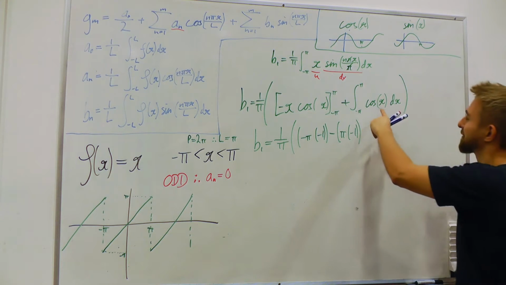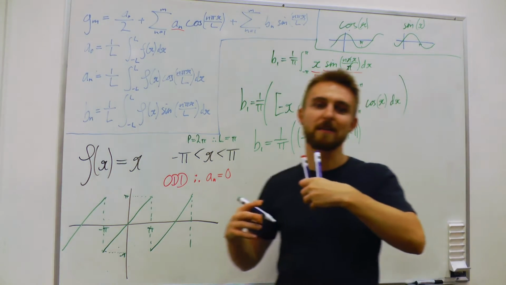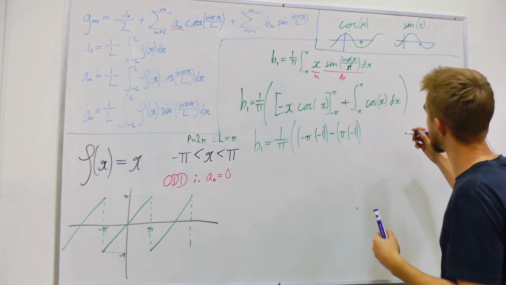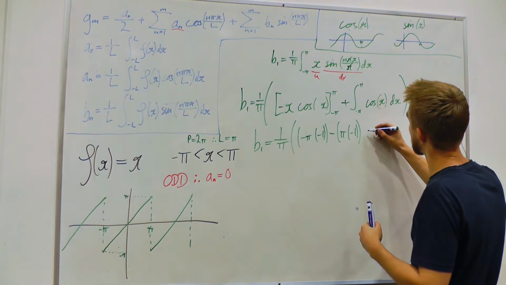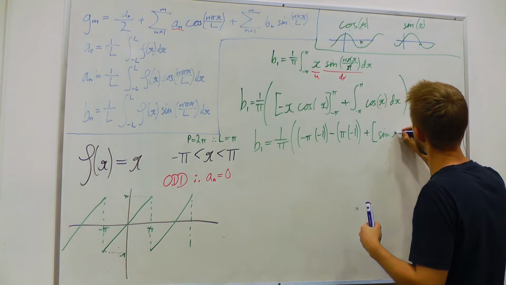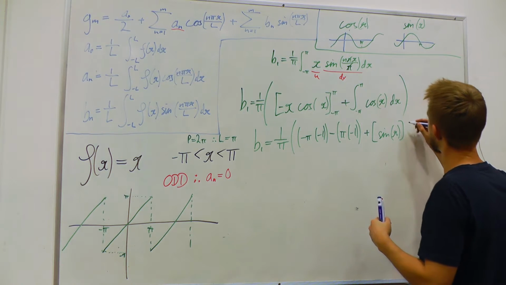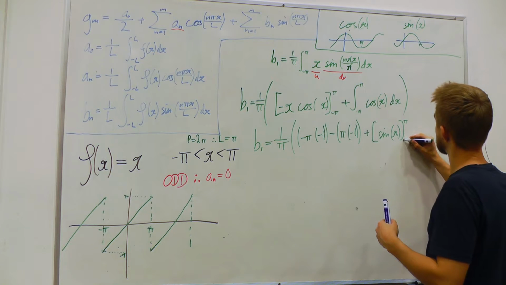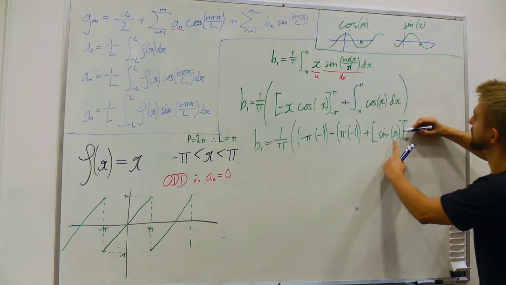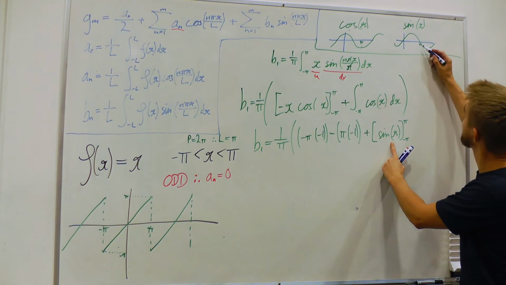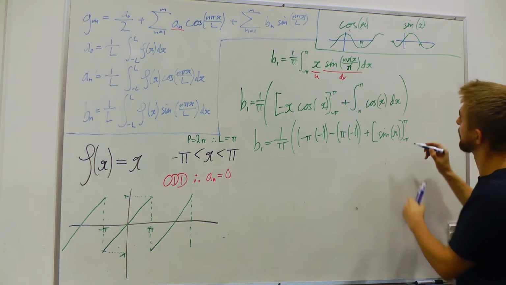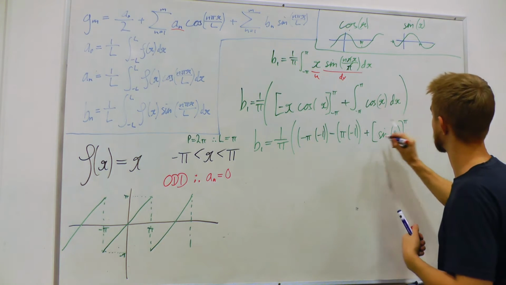Okay, so now we want to integrate the cos function. When we integrate cos, we get sine. So we've now got plus sine x evaluated between minus pi and pi. The sine function at pi is 0 and at minus pi is also 0. So this thing is just going to disappear.